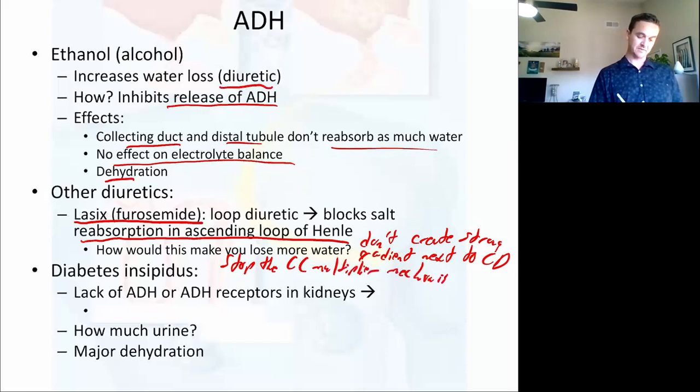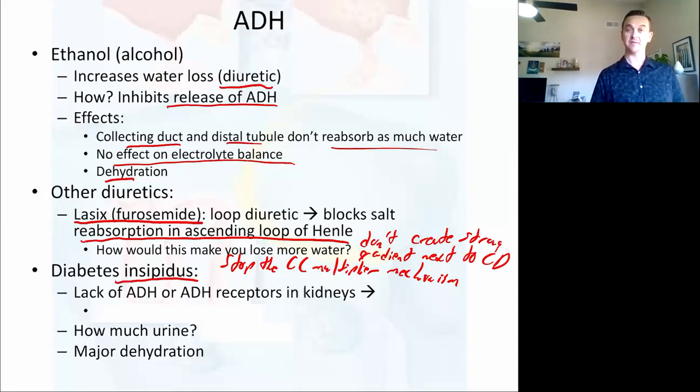If we stop the reabsorption of sodium on the one side of the loop of Henle, then we're pretty much disrupting that whole countercurrent multiplier mechanism. We don't concentrate the interstitial space as much deep in the medulla of the kidneys. We don't set up that strong gradient. Water is not going to get pulled out as much when it passes by that deeper part of the kidneys in the collecting duct.